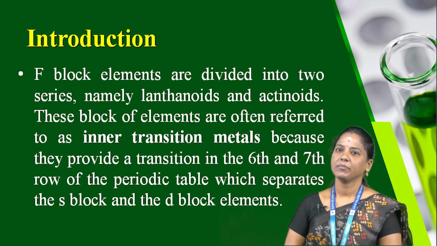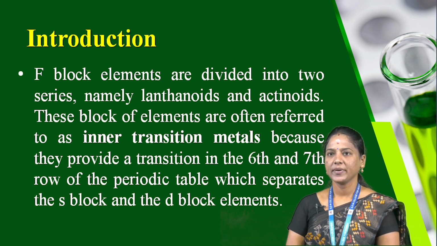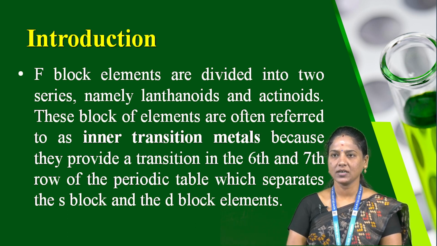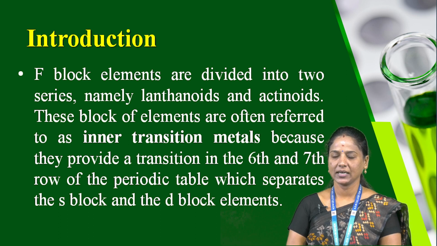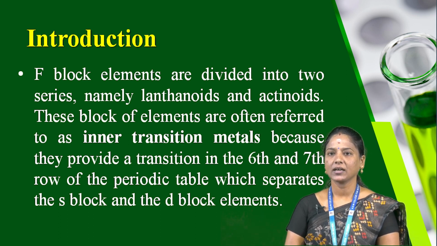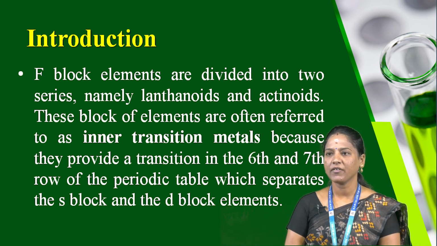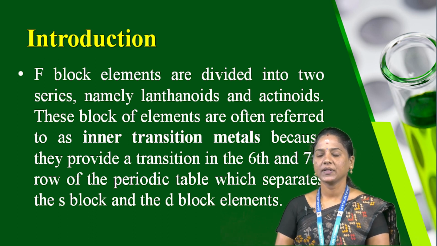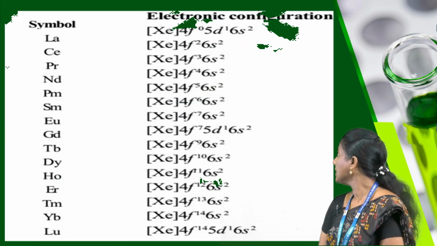These block of elements are often referred to as inner transition metals because they provide a transition in the 6th and 7th row of the periodic table, which separates the s block and the d block elements. Elements whose f orbitals are getting filled up by electrons are called f-block elements. These elements have electrons 1 to 14 in the f orbitals and 0 to 1 in the d orbitals of the series. The first element is lanthanum.